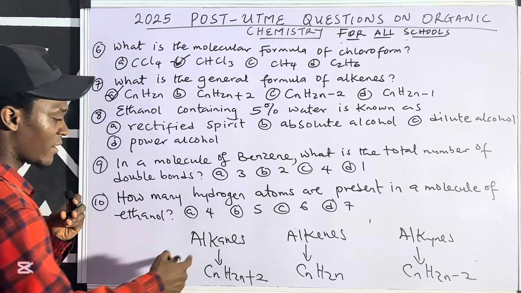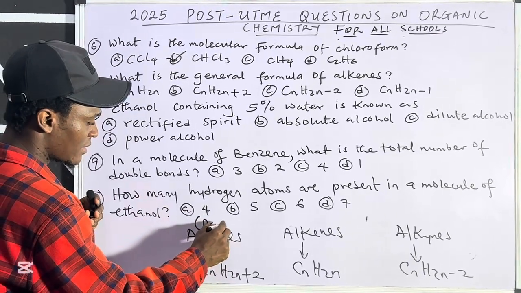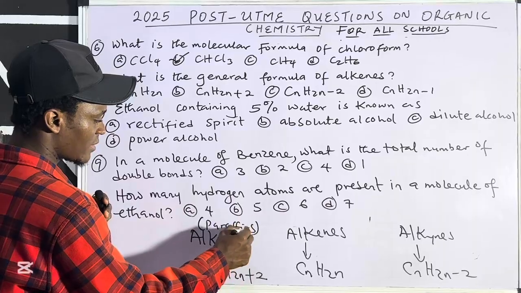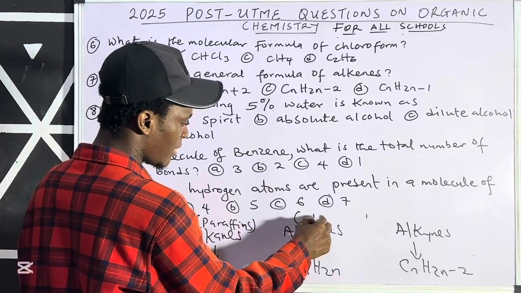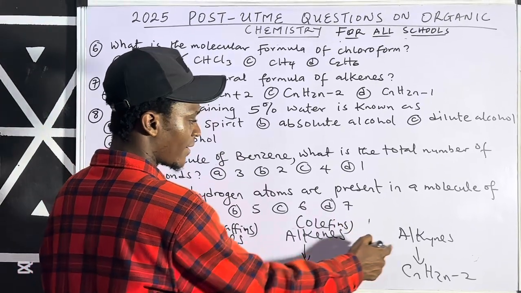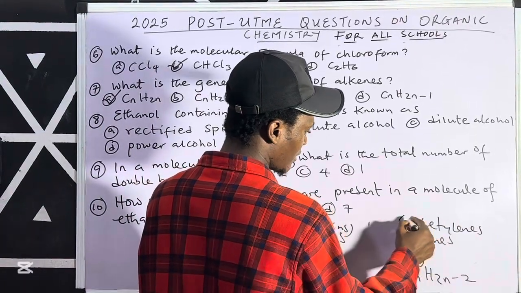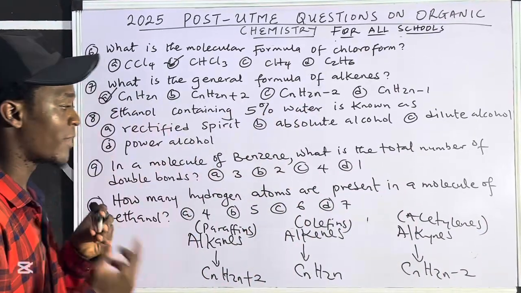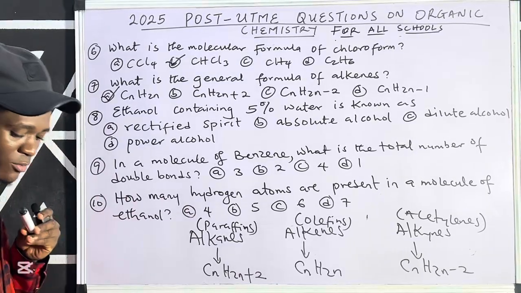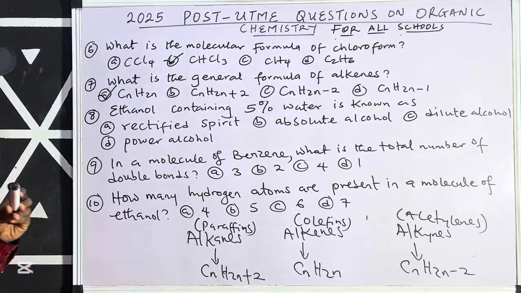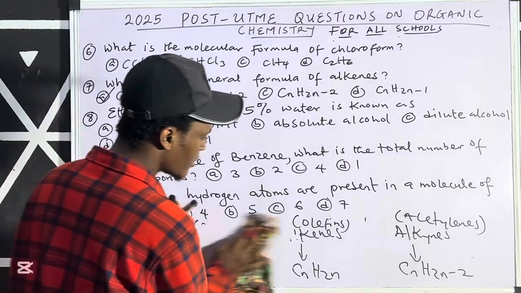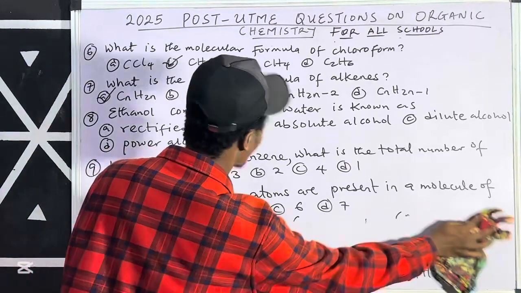And as a matter of fact, the alkanes are also called paraffins. That's another name for the alkanes. The alkenes are also called olefins. Then alkynes are also called acetylenes. So take note of that in case you come across other questions pertaining to that, so you know what to do. Then the next question, which is question 8.